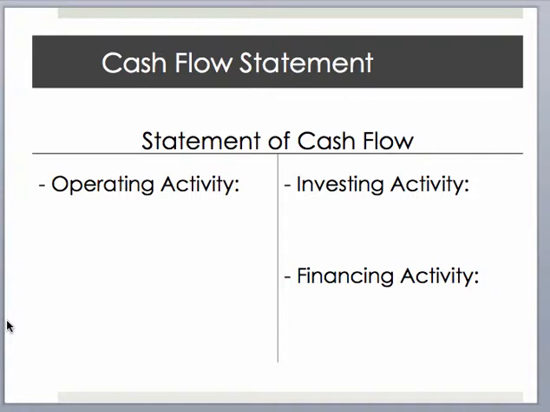The statement of cash flows describes what has occurred in the cash account. We break cash activity into three different categories: operating activity, investing activity, and financing activity. Operating activity is the daily, weekly, or monthly cash that the company has spent on operating. That would be accounts receivable and accounts payable.